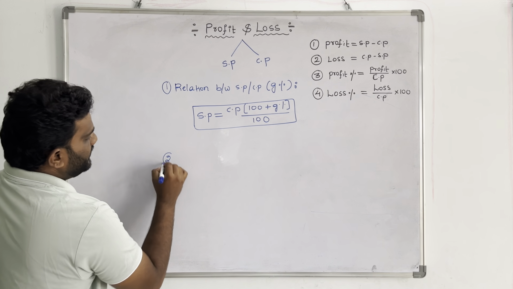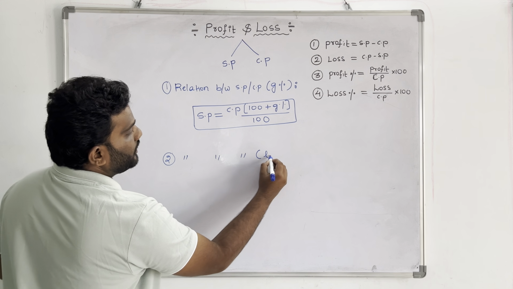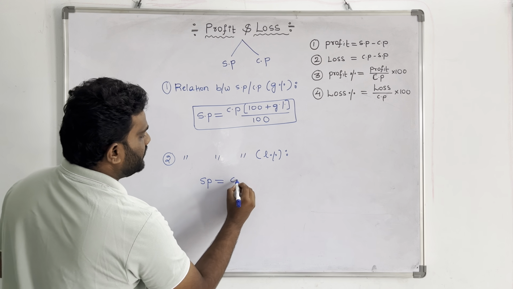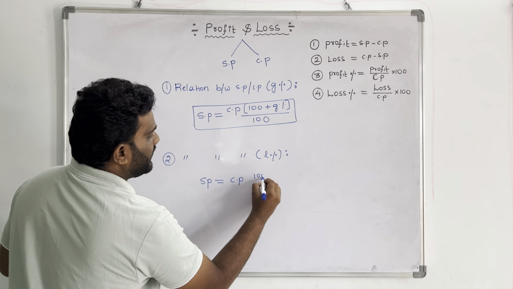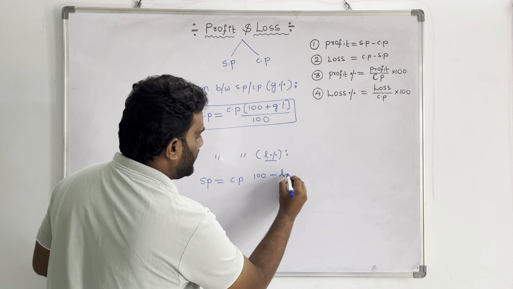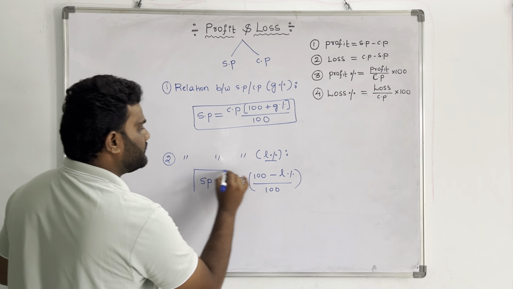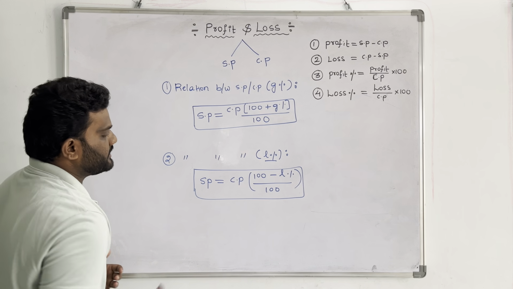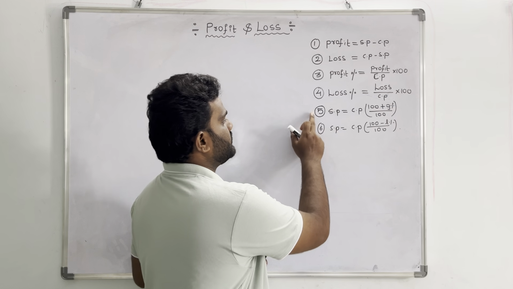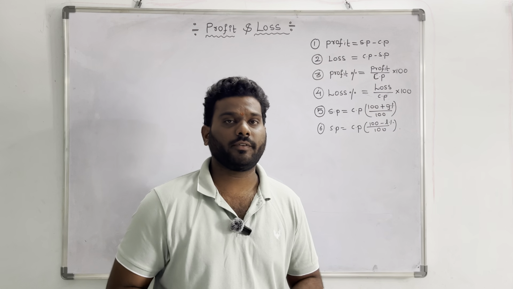Okay. Similarly, this is the relation between selling price and cost price when loss percent is given. Simple. Selling price is equal to cost price multiplied by 100 minus L percent by 100, since loss always indicates negative. So this is the relation between selling price and cost price. So we have learned about the six formulas. These last two formulas are the relation between selling price and cost price when profit percentage or loss percentage is given.